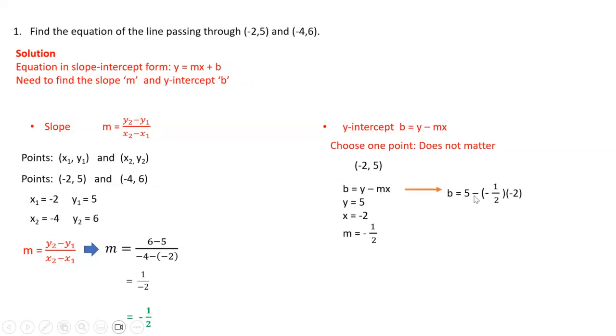So it'll be b equals 5 minus -1/2 times -2, and the result will give us +4. Why +4? Because -1/2 times -2 will give us a 1, right? But with this minus, it'll be -1. So 5 minus 1 is equal to 4. Now, all I do is put them into the equation y equals mx plus b. My slope is -1/2, and my b, which is the y-intercept, is equal to 4. So the response that we're looking for is y equals -1/2 x plus 4.